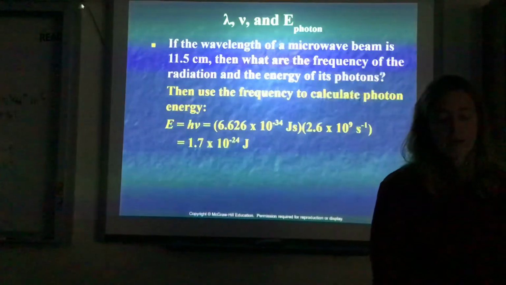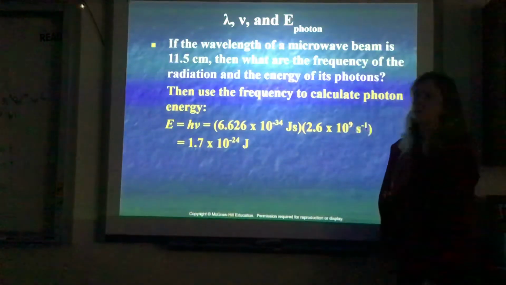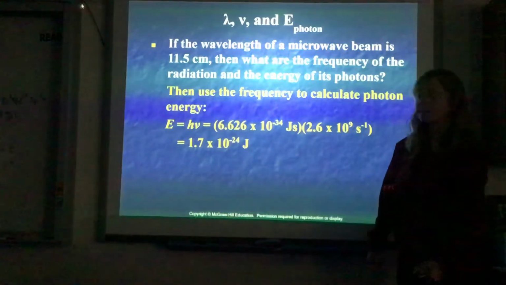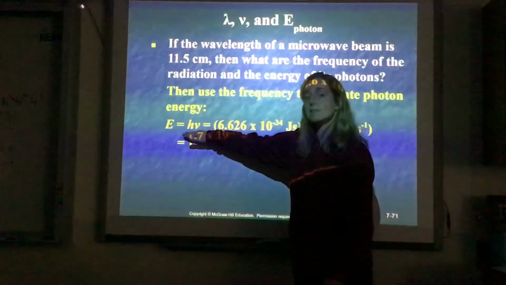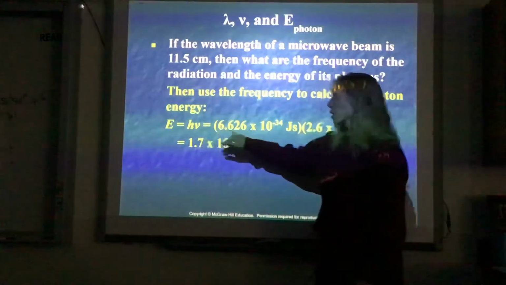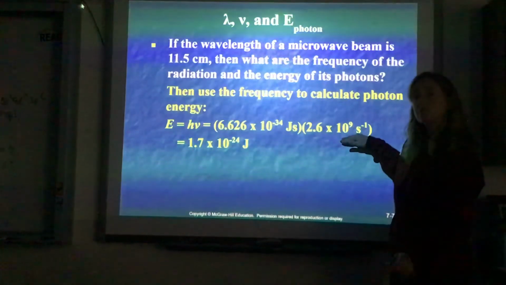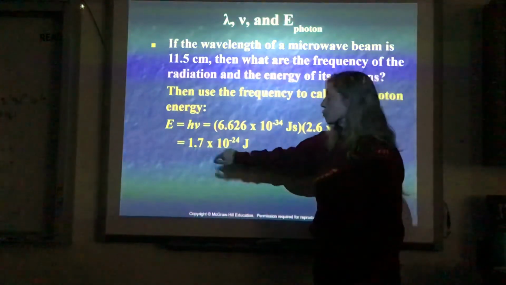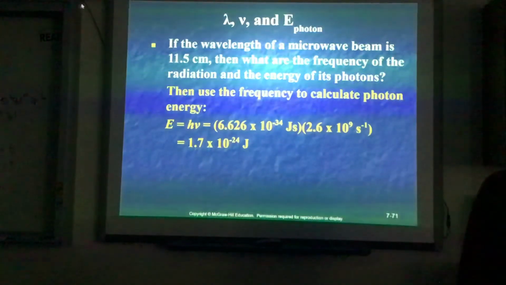Now, the next part, we're going to calculate the energy. We just calculated the frequency, so now we can use this equation. Energy is Planck's constant times the frequency. So we take Planck's constant times the frequency we just solved for, and that's going to give us 1.7 times 10 to the negative 24th joules.